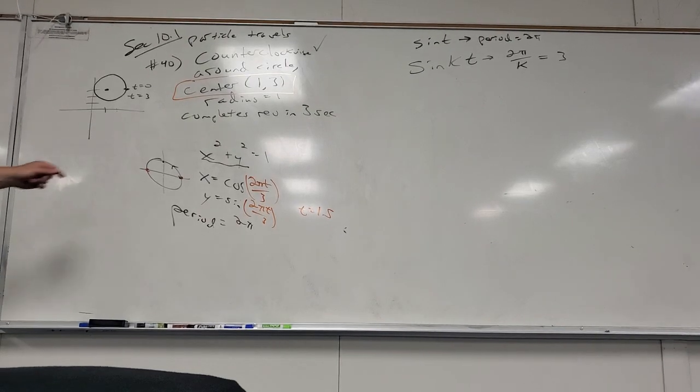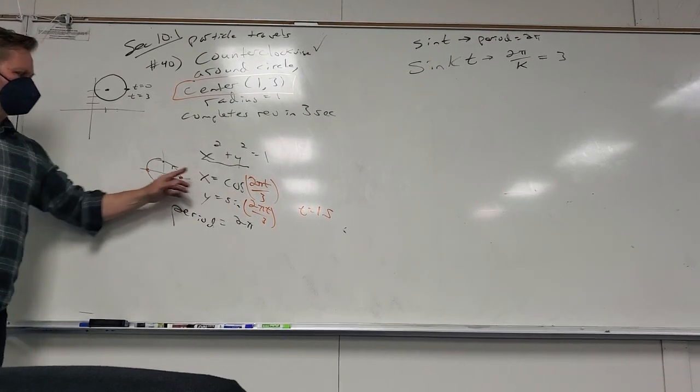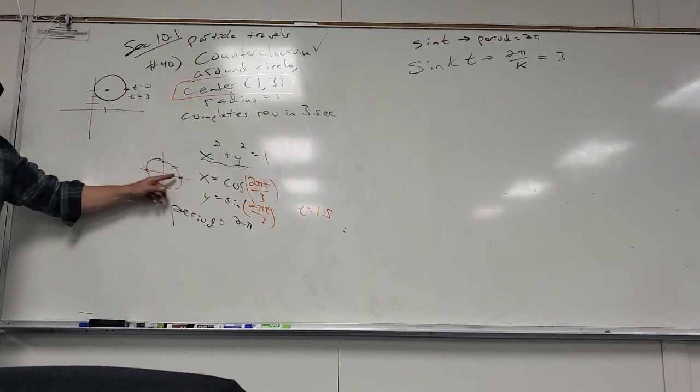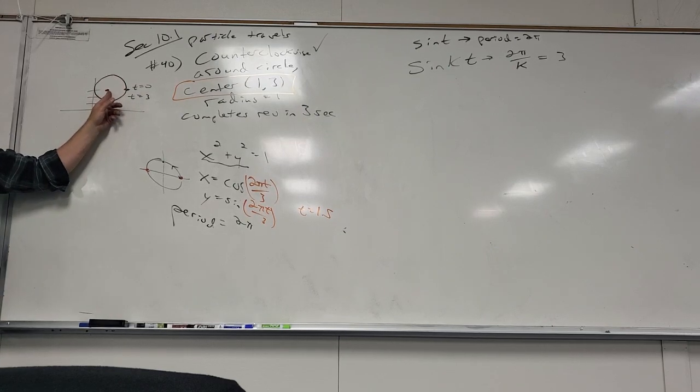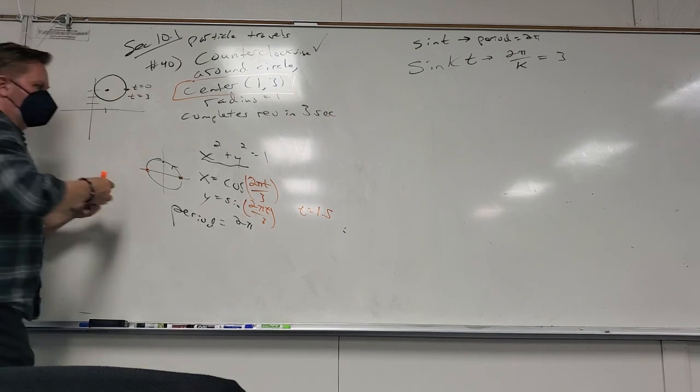Yeah, exactly. Normally you would want cosine to go from -1 to 1, correct? If the center is now 1, 3, you want the x part to go from 0 to 2, yes? Does that make sense? The radius is 1, and the center is at 1, 3. You want x to go from 0 to 2.